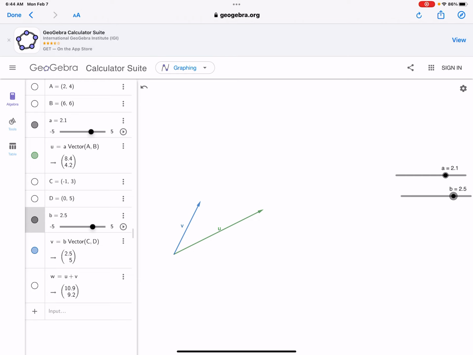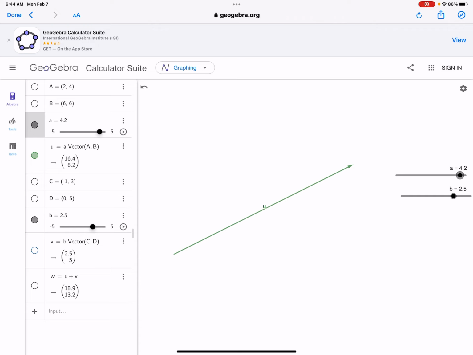because I want us to see how each vector works. And I will also make vector v invisible. So let's move the slider of vector u. So here is vector u getting longer.